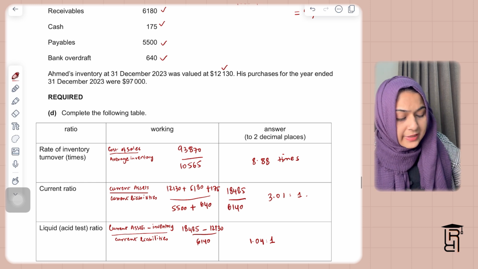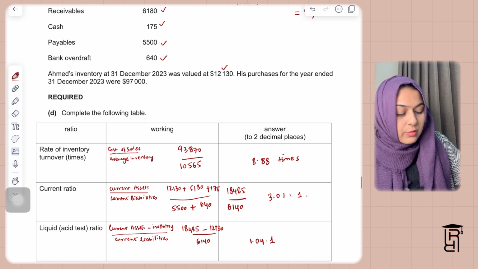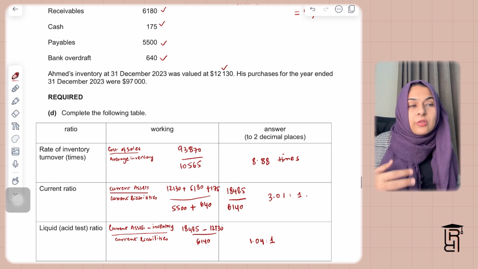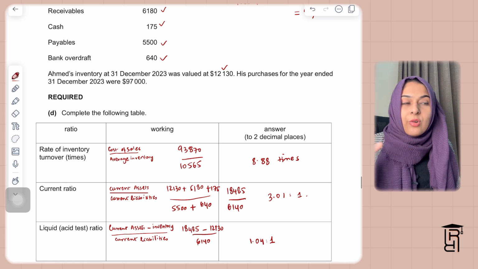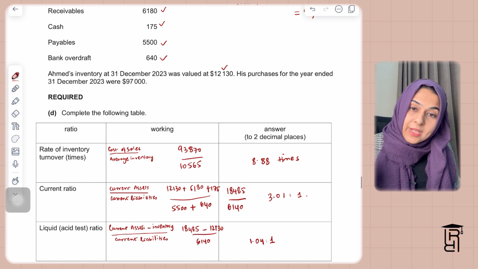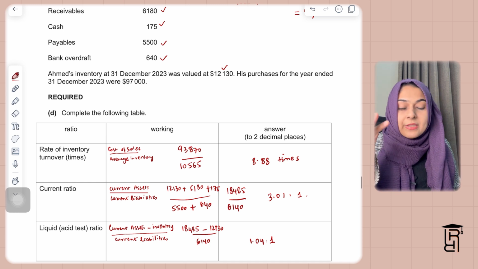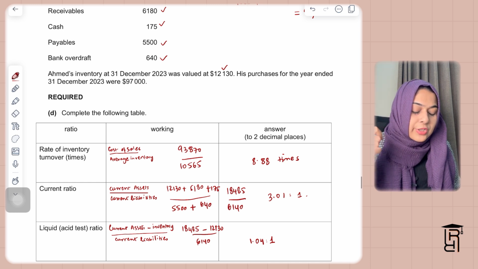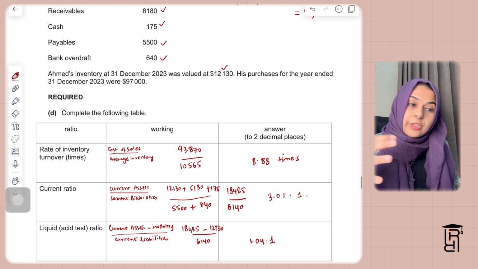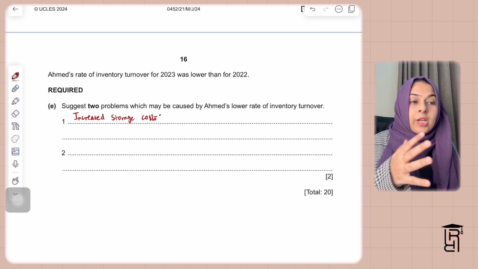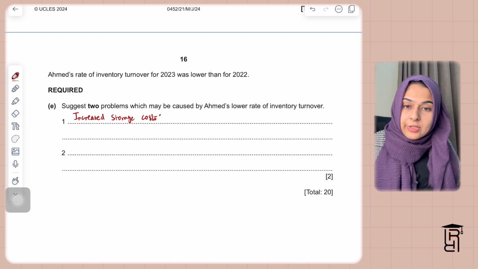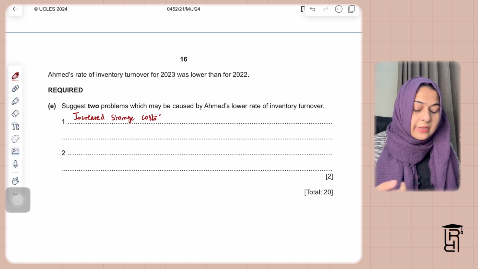Number one is increased storage costs. When inventory is lying there in your warehouse, it is going to take more space, and you don't have space for new inventory. So that means your storage costs will increase. If you need to store more inventory, then you need more storage space. So you'll have to maybe rent more storage space. That will increase your storage costs.